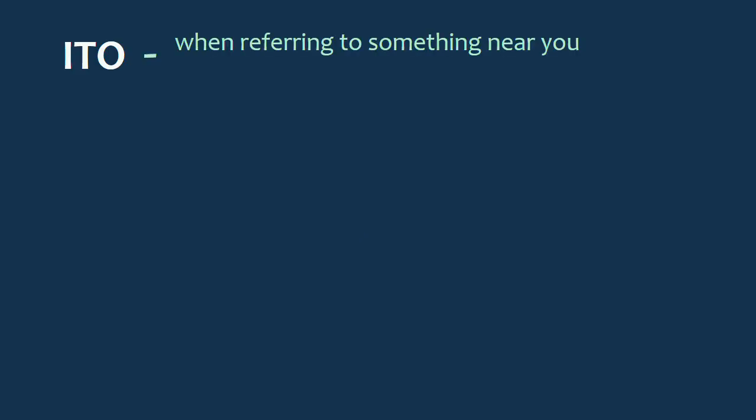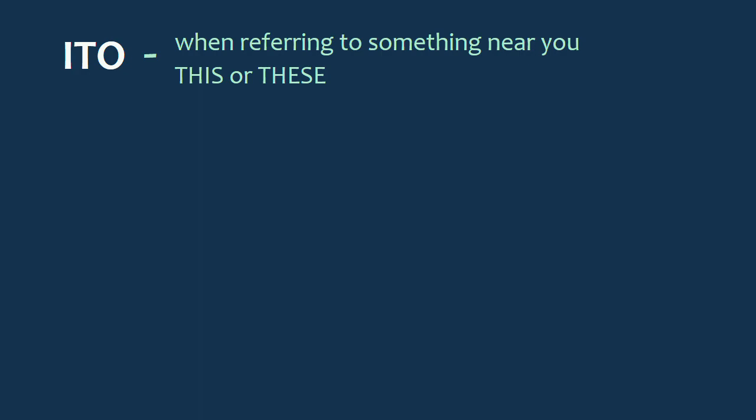Okay, let's begin with ito. You use this when you want to refer to something that is close to you. It could be something that you're holding or something that is just near you. To make it simple, you use ito in Filipino if you want to say this or these in English.